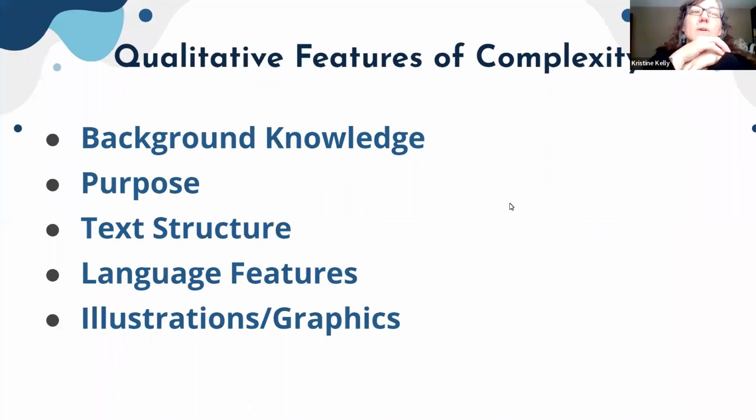So we have qualitative features of complexity that we can assess for, looking at the background knowledge that students would need to have to unlock the text, the purpose of the text, whether it's, again, explicit or implied, and the text structure. Many times we teach text structures and we teach students narrative structures, problem solution, compare, contrast. But text that we read often in life spans multiple text structures.